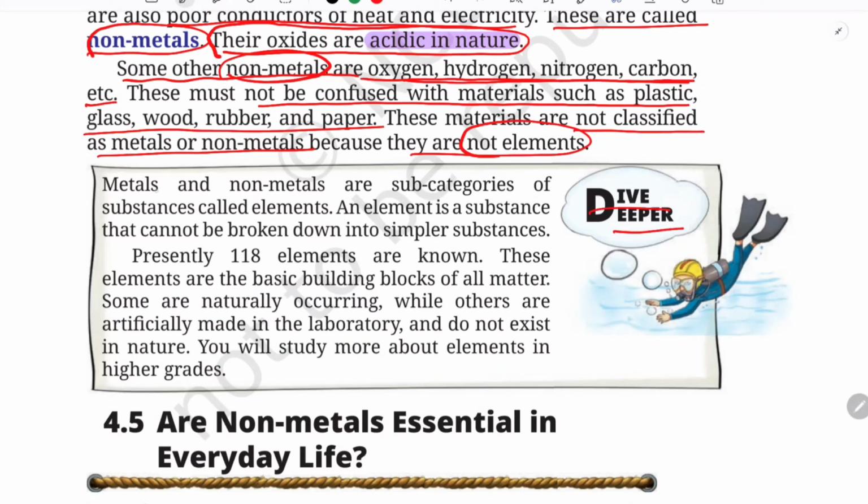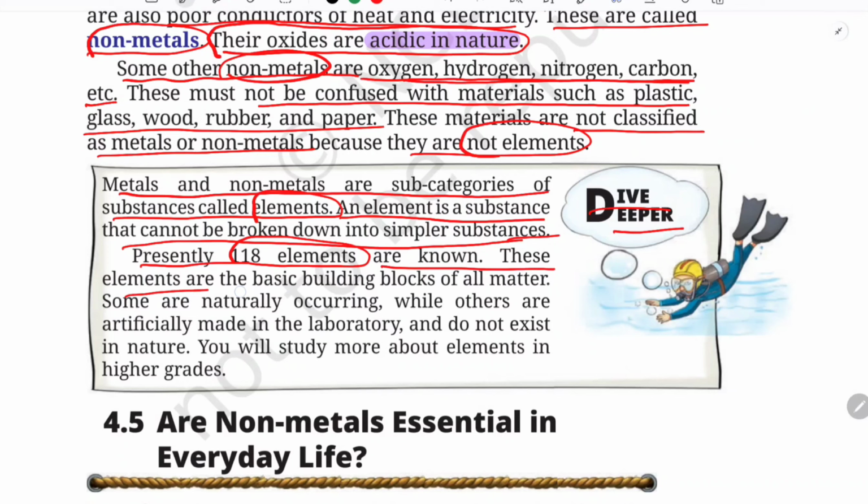Metals and non-metals are subcategories of a substance called an element. An element is a substance that cannot be broken down into simpler substances. Presently there are 118 elements known, and these elements are the basic building blocks of all matter. Some are naturally occurring while others are artificially made in the laboratory and do not exist in nature. You will study more about elements in your higher grades.